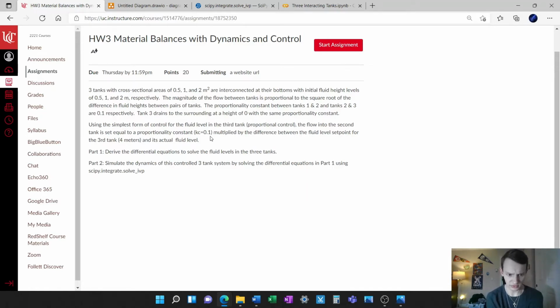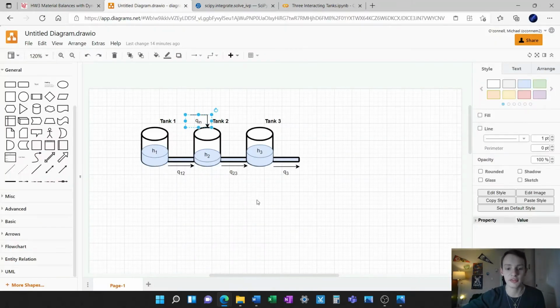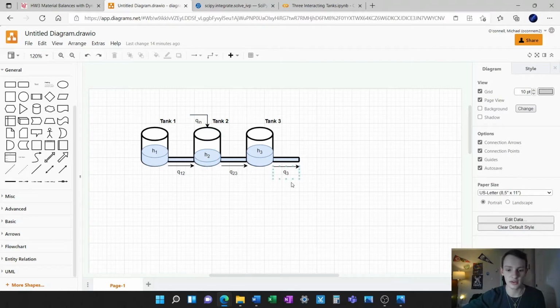It says that using the simplest form of control for the fluid level in the third tank, which is going to be a proportional control, the flow into the second tank is equal to the proportionality constant, multiplied by the difference between the fluid level set point for the third tank and its actual fluid level. Okay, so we have some variables that we can use to write an expression for this Qn, for the flow of fluid going into the second tank. And it's all based on a set point that we put in for tank 3.